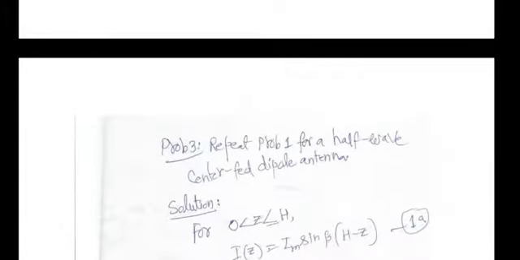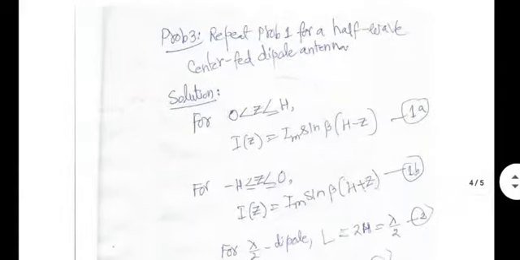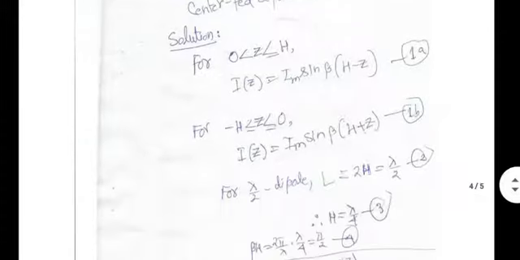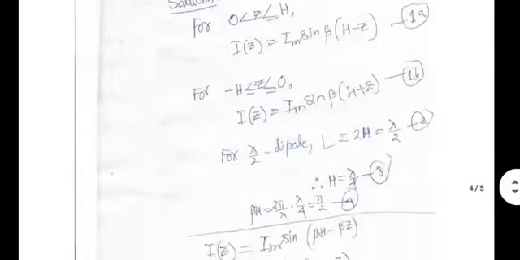Then half wave dipole. Let's repeat the exercise again. Here we know that currents are given by these two equations, 1A and 1B, depending on the range of Z. And for a lambda by 2 dipole, of course, this simplifies a little bit because the total length is lambda by 2. So total length is supposed to be 2h. So h becomes lambda by 4, beta h becomes pi by 2.